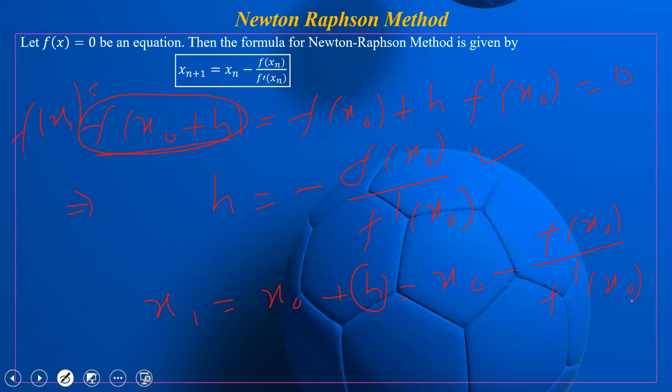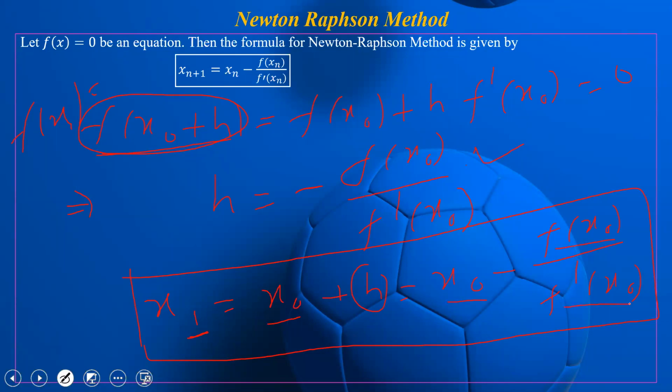So now this is our first iteration. This is Newton's first formula: x1 is equal to x0 minus f of x0 divided by f dash of x0. Similarly, if we put x0 equal to x1, then x1 will become x2. So it will become x2 is equal to x1 minus f of x1 divided by f dash of x1.